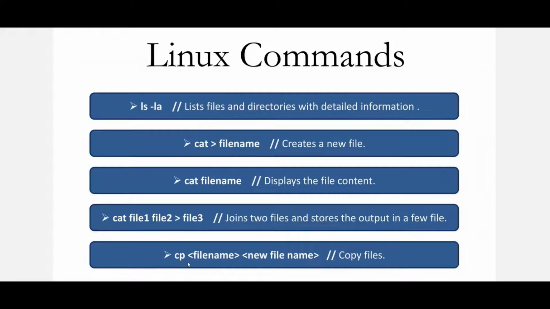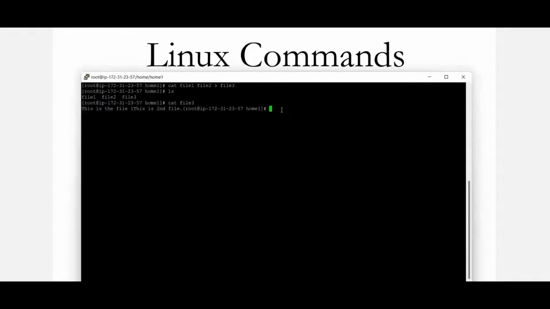Our next command is cp. This command copies files. Now what if I wanted to copy a file in the same directory but with a different name? For that we will use the command cp file2 and give the name of your new file, that is file4. Now let us check the files in this directory. File1, file2, file3 and file4. So file4 is the copy of file2 with the new name. Let us check that. See, this is second file. It means this is the copy of file2.